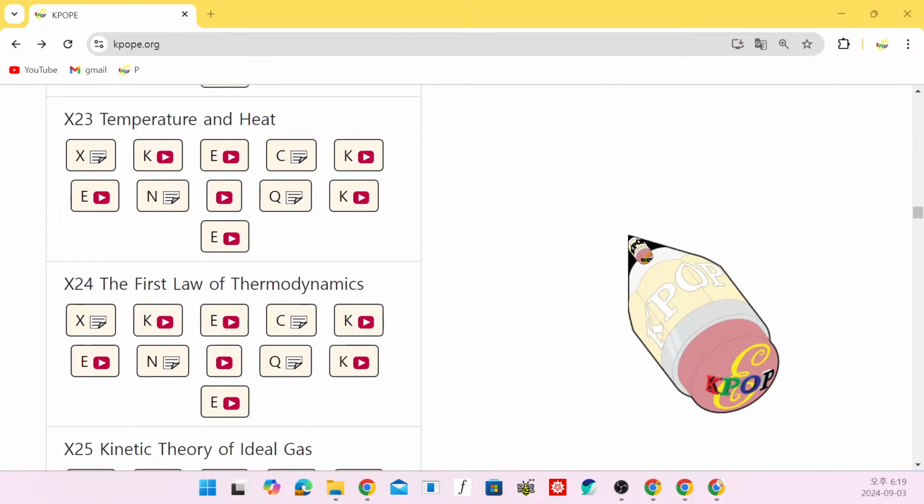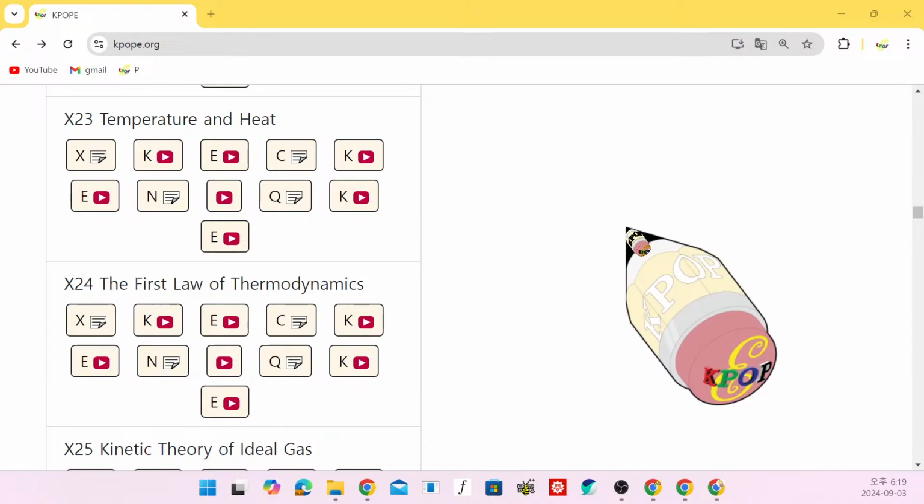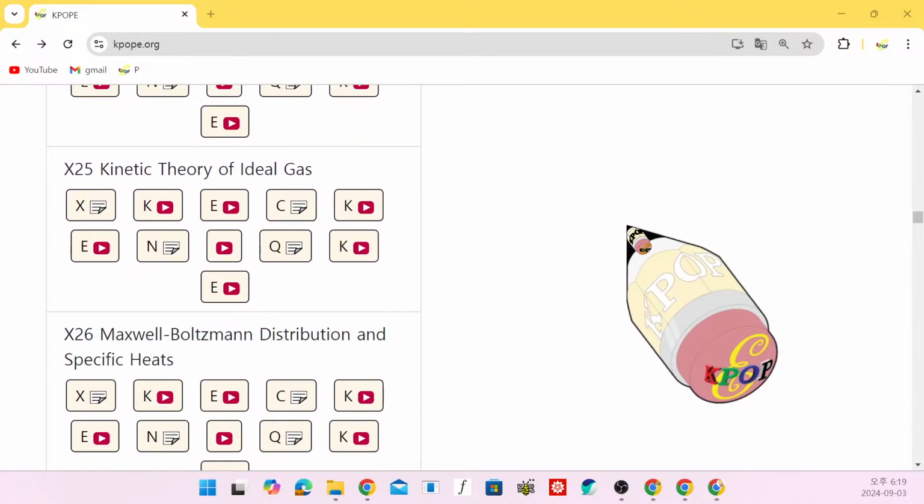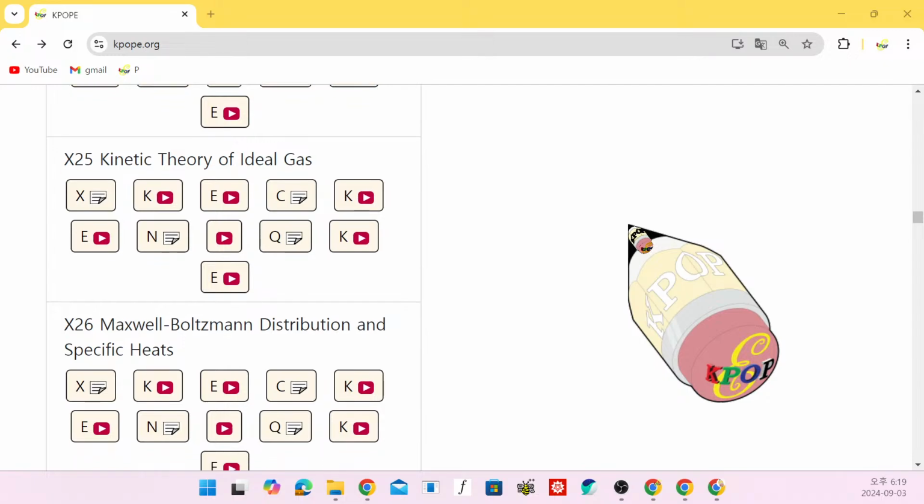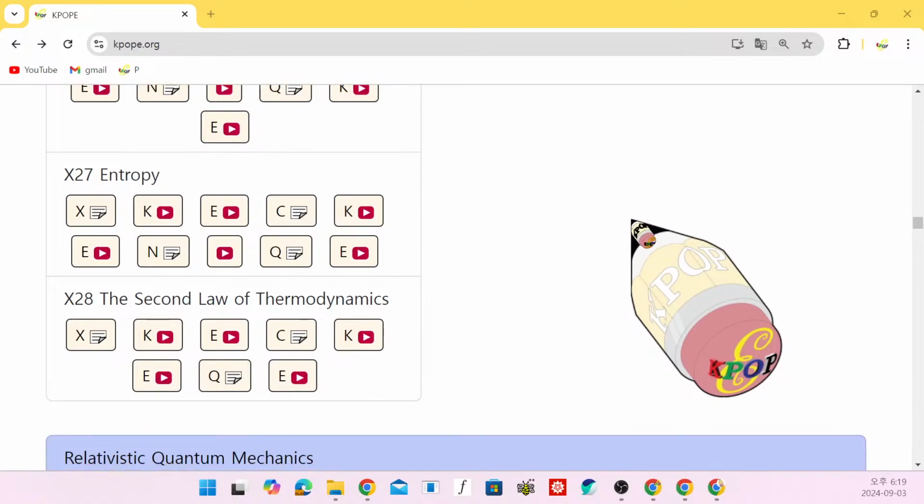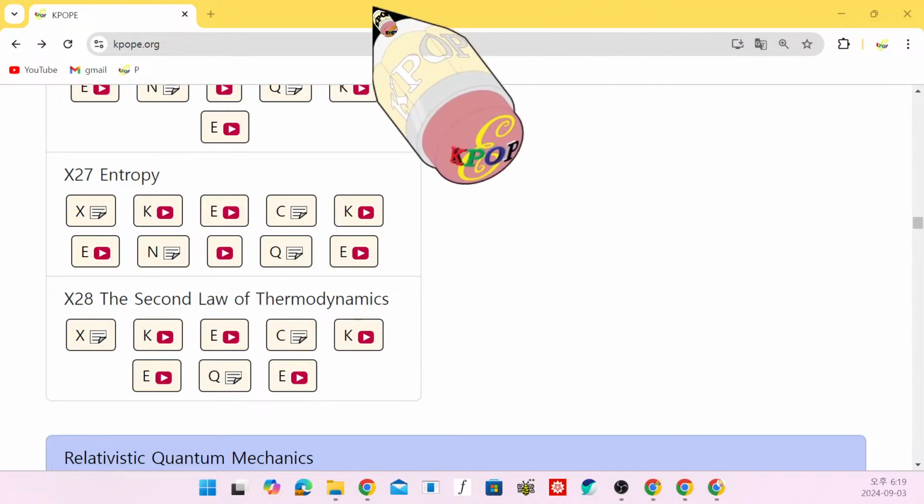Finally, at the end of the semester, we study thermodynamics: the first law, the second law, the kinetic energy of an ideal gas, and the Maxwell-Boltzmann distribution. All of this information is very fundamental as a building block of chemistry and even biology. Finally, we study entropy and the second law of thermodynamics at the end of the semester.